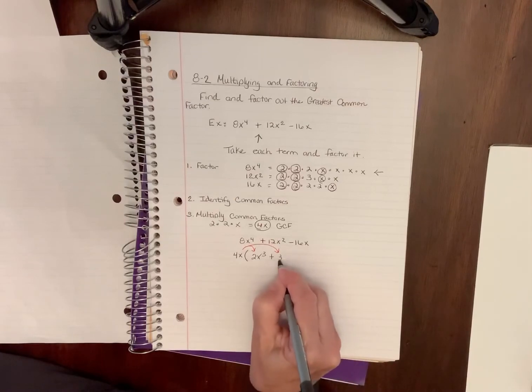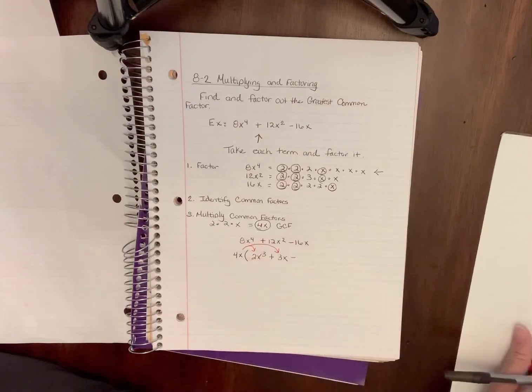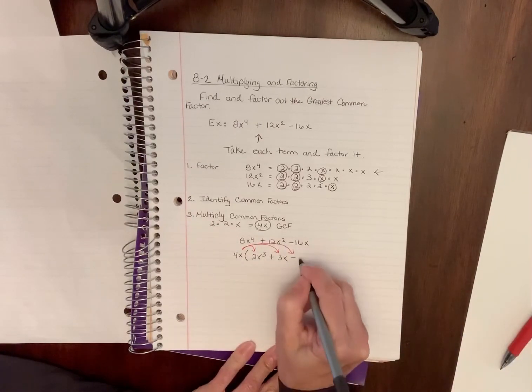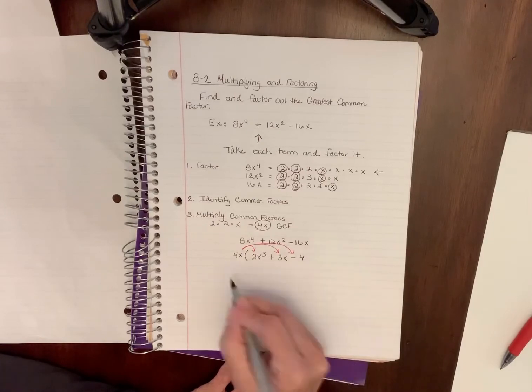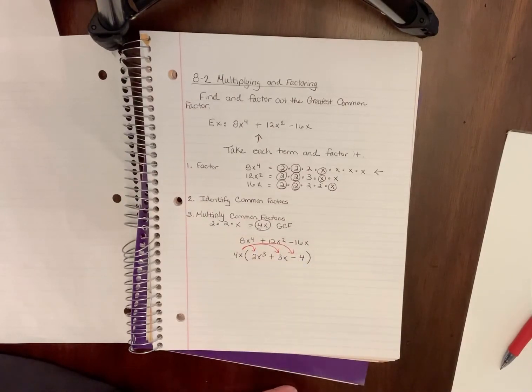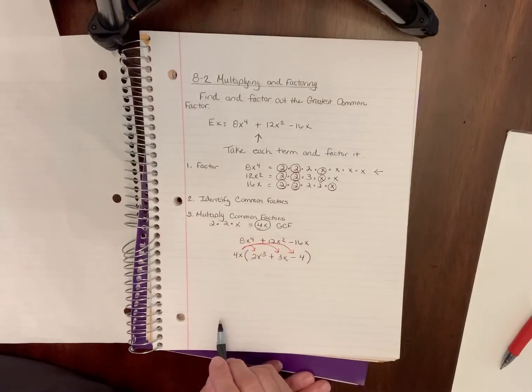4x times 3x will give me 12x squared. And then the last one, I need a negative sign there. 4x times 4 will give me that 16x. And I'm done. I just factored this trinomial. This would be my final answer.